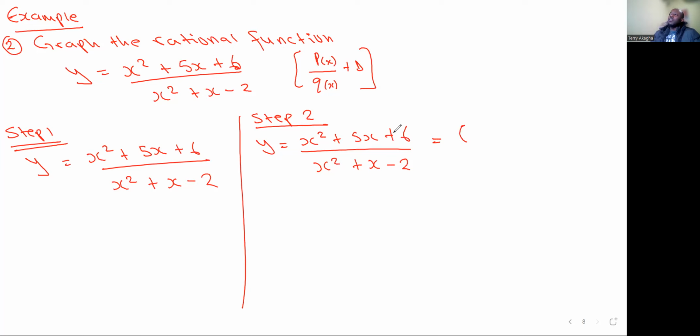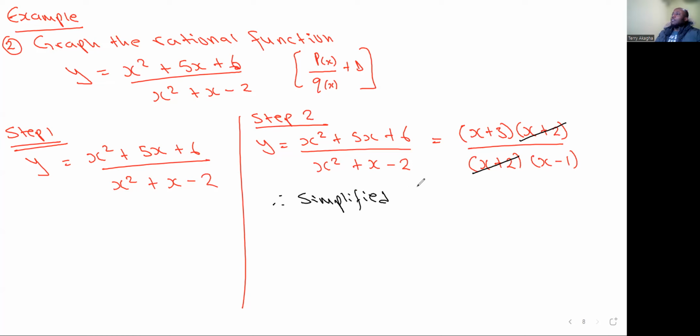When you factorize, we look for two numbers that multiply to give 6 and add to give 5. The two numbers give x plus 3 and x plus 2. Same thing for the denominator: you look for two numbers that multiply to give minus 2 and add to give 1. That becomes x plus 2, and you have x minus 1. So in this example, you can see that we have a common factor, x plus 2, and they will cancel out. And this will now give you the simplified fraction.